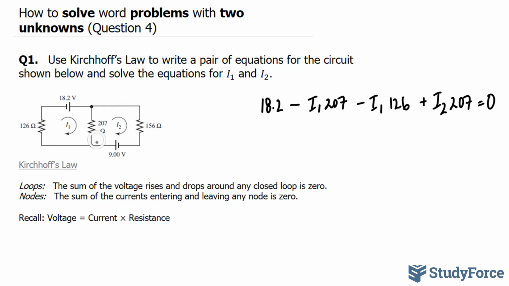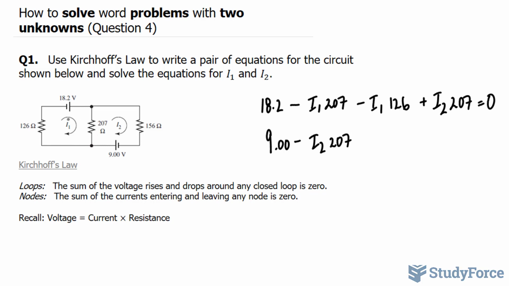To model this part, the voltage starting from here is 9 volts, and it will decrease once it reaches this resistor, and we'll represent that as I2 times 207. And just like in the other part of the circuit, the current moving this way will increase the voltage.